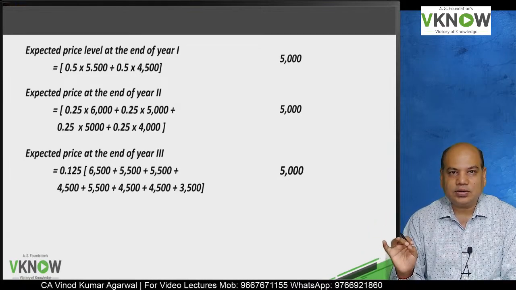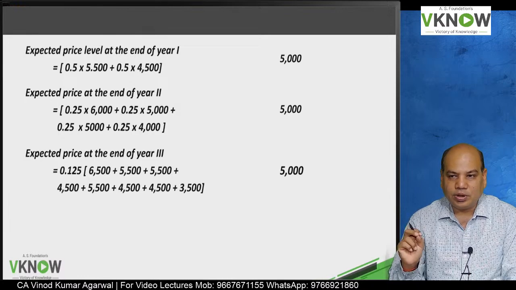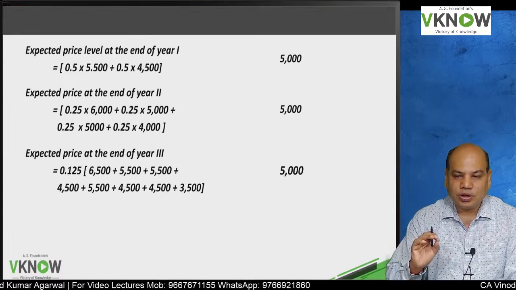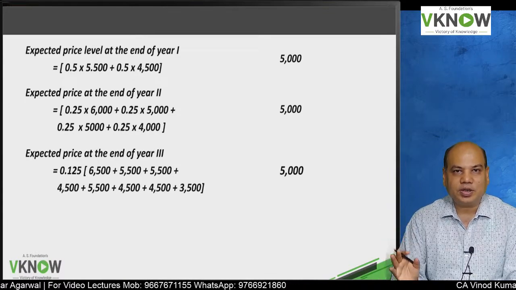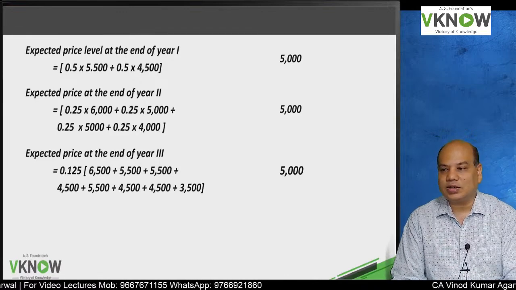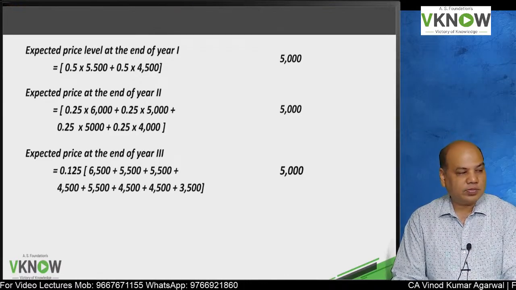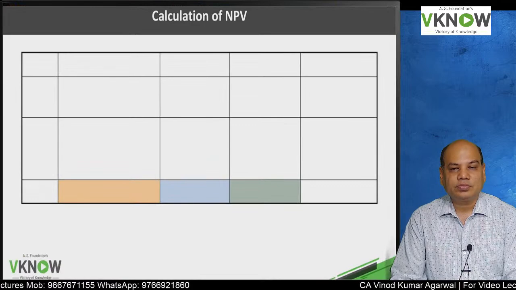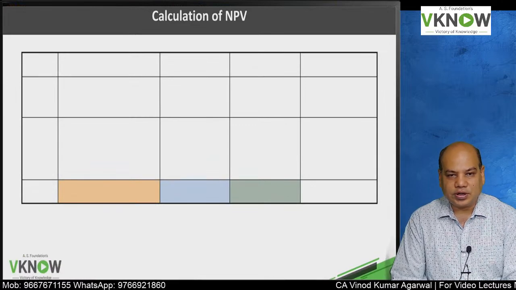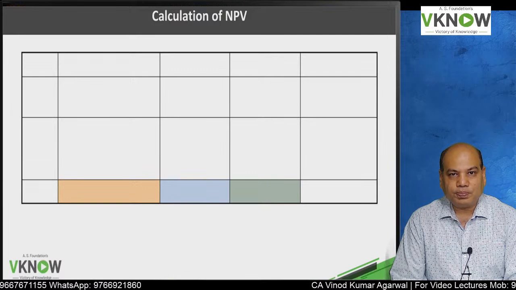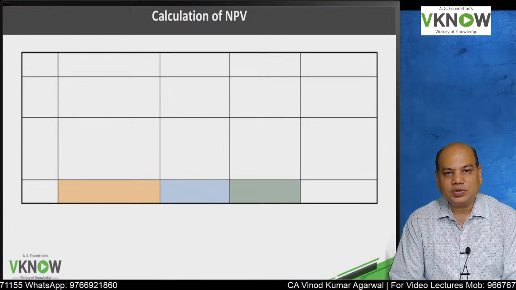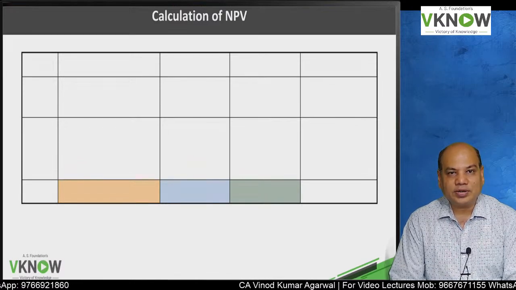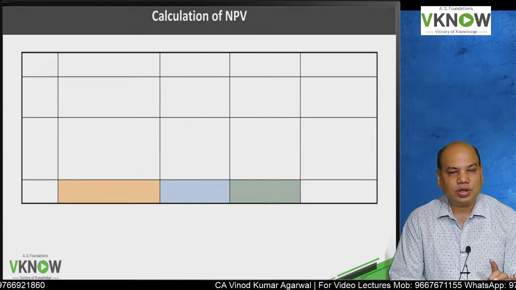So if I start the gold mine today, I am expecting to receive 5,000 rupees per ounce of gold every year. This is my expected price in the coming 3 years if I start the mine now. And what is my extraction cost? Extraction cost is 4,600. So you are going to earn a profit of 5,000 minus 4,600, 400 rupees per unit, and you can extract 1,000 ounces of gold every year.